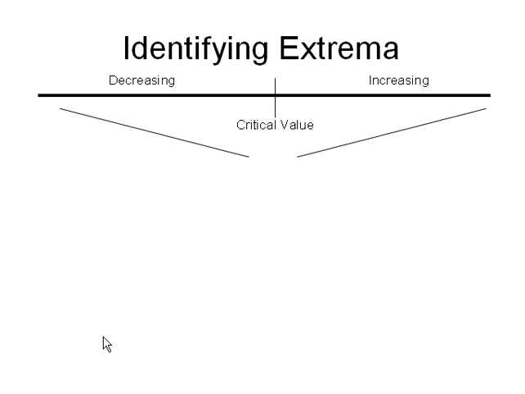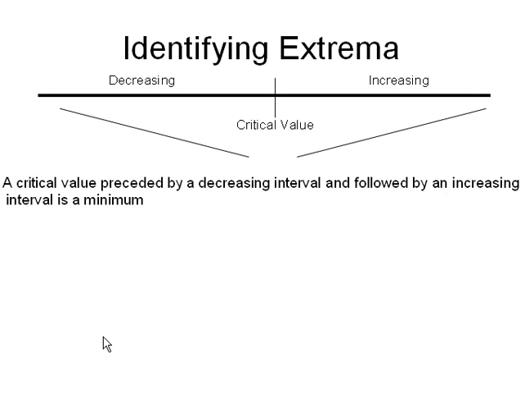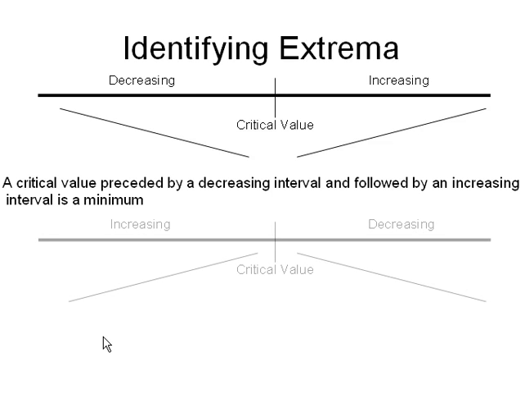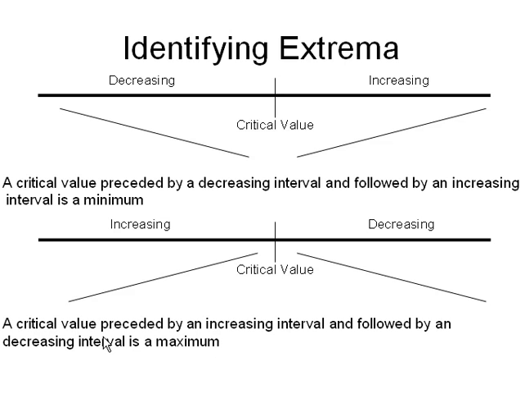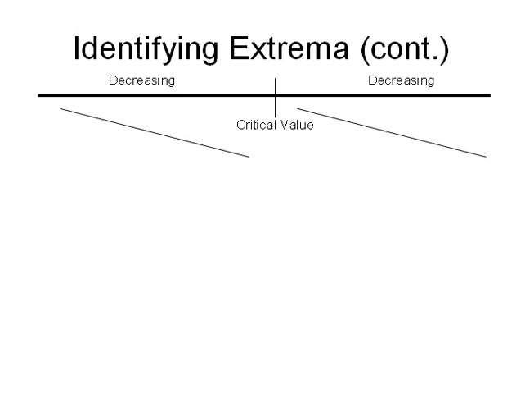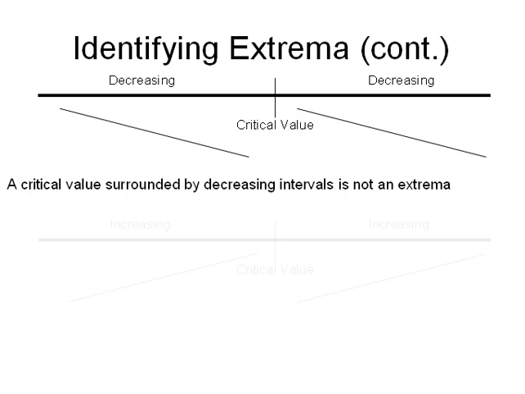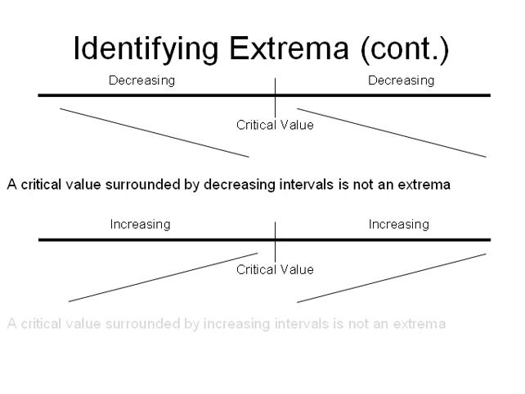There are patterns to recognize to identify a maximum or a minimum. A critical value preceded by a decreasing interval and followed by an increasing interval is a minimum. A critical value preceded by an increasing interval and followed by a decreasing interval is a maximum. A critical value surrounded by decreasing intervals is not an extrema. A critical value surrounded by increasing intervals is likewise not an extrema.